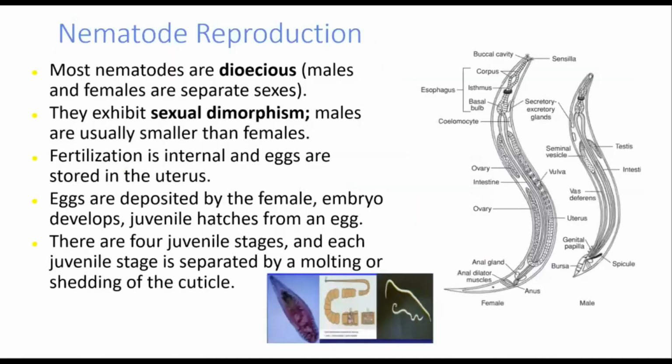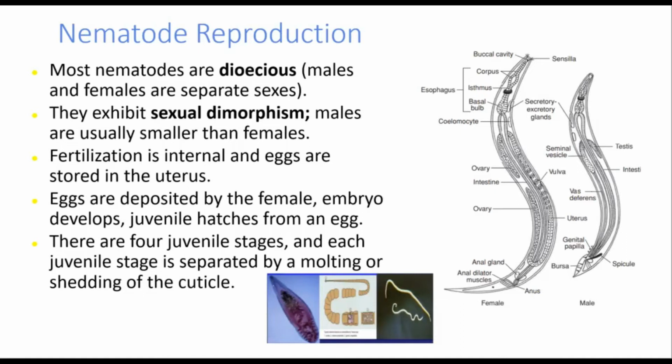Next is nematode reproduction. Most nematodes are dioecious, meaning males and females are separate. As you can see here, the female is larger compared to the male, so they exhibit sexual dimorphism. Females are larger and the tail of the male is often curled. Some species are hermaphroditic and others are parthenogenetic.